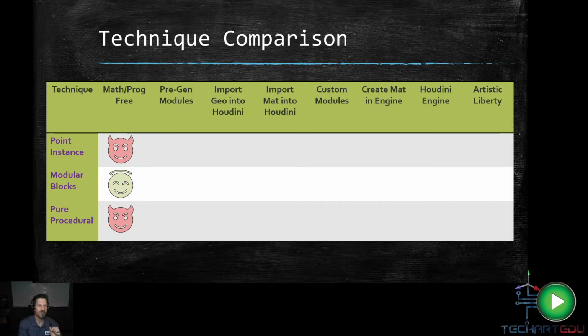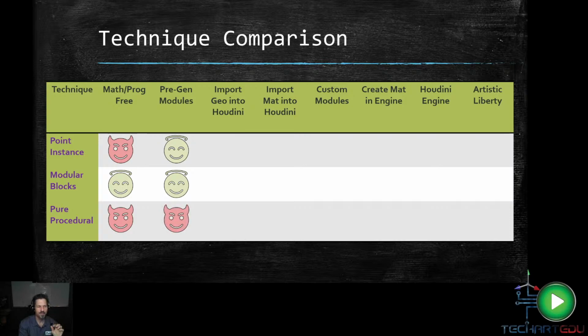Okay, let's look at pre-generated modules. What techniques are good for pre-generated modules? Now, the point instancing works awesome with pre-generated modules. It works really cool. The modular blocks work really good too. With both of those techniques, you can take a pre-generated module and really go to town and just start layering on them, and they're really awesome.